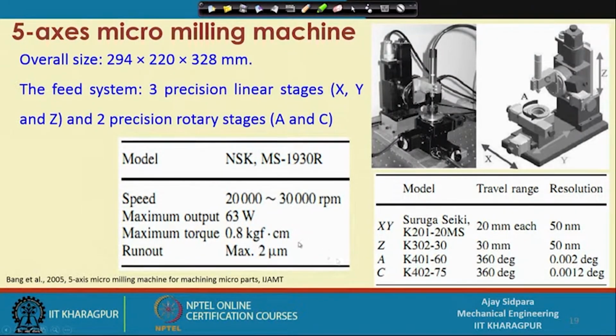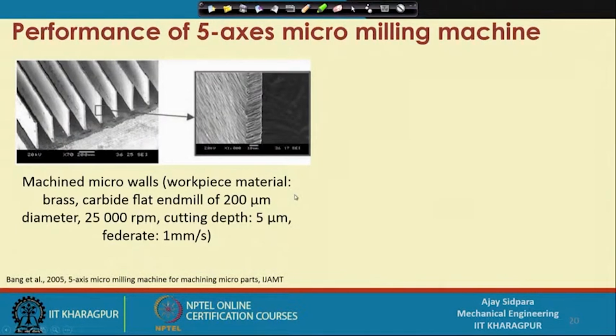So, by making this particular system, you can do a lot of different types of jobs. So, let us see those things. This is one component which was fabricated by that earlier machine. It is machining of micro walls, the material was brass, a carbide flat end mill of 200 micron diameter was used, 25,000 was the RPM, cutting depth was 5 micron and feed was 1 millimeter per second. Now, you can see how fine the features you can create, and the cost of this machine is obviously lower than the bigger size micro machine.